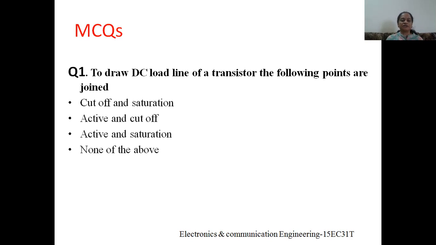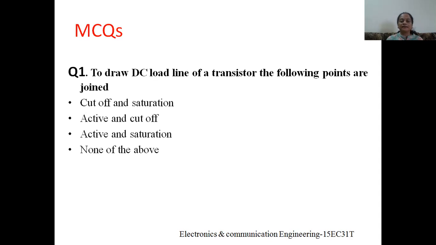So the first question is, to draw a DC load line of a transistor, the following points are joined. What are the two following points? The first option is cutoff and saturation. Second is active and cutoff. Third is active and saturation. Fourth is none of the above.